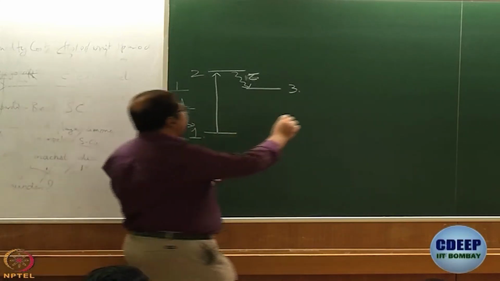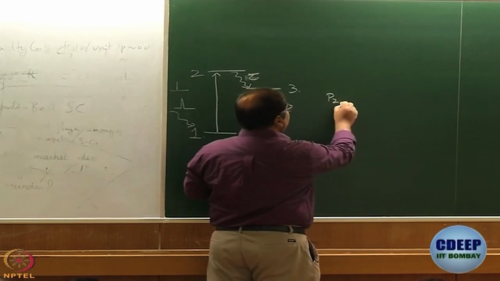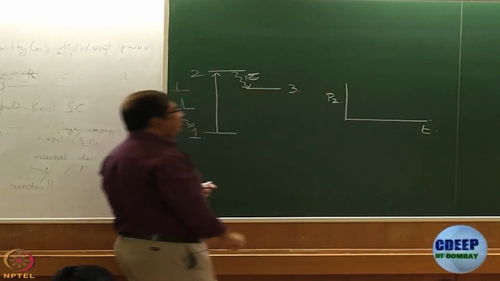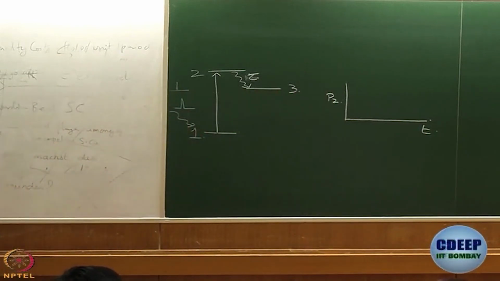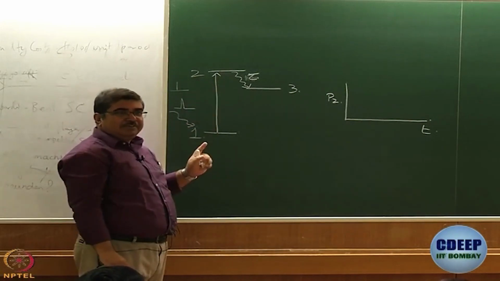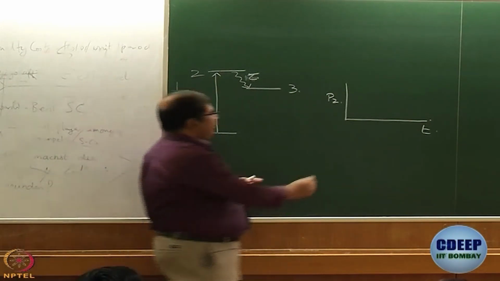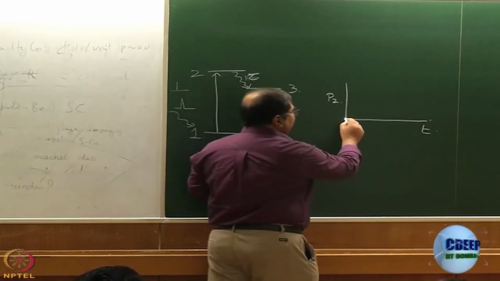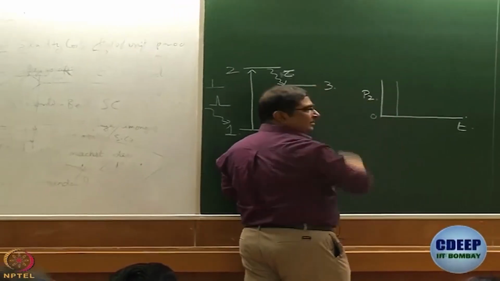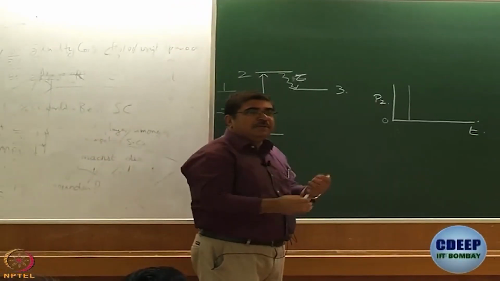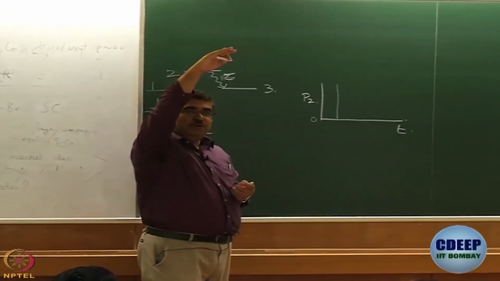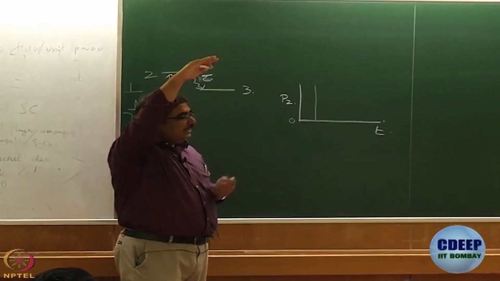Now let us think of the population of level 2. How does the population of level 2 evolve with time? Is there any population of level 2 at time 0 if these are electronic levels? No, right? So initially population is 0. Let us say this is where the pulse comes. What will happen the moment the pulse hits the molecule? All of a sudden population of 2 will build up, instantaneously.